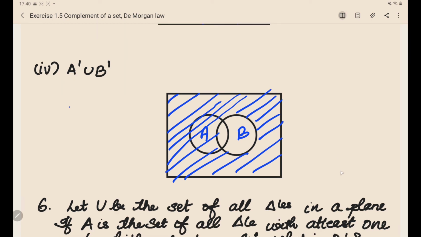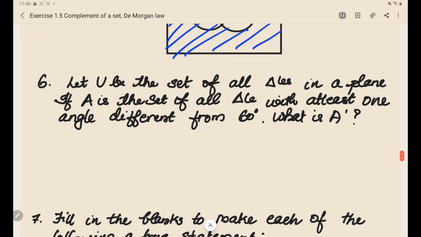Now let's discuss the sixth problem. Let U be the set of all triangles in a plane. If A is the set of all triangles with at least one angle different from 60 degrees, what is A complement? So you now have a universal set, and in that there is one set. The characteristic of this set is that the triangles have at least one angle different from 60 degrees.